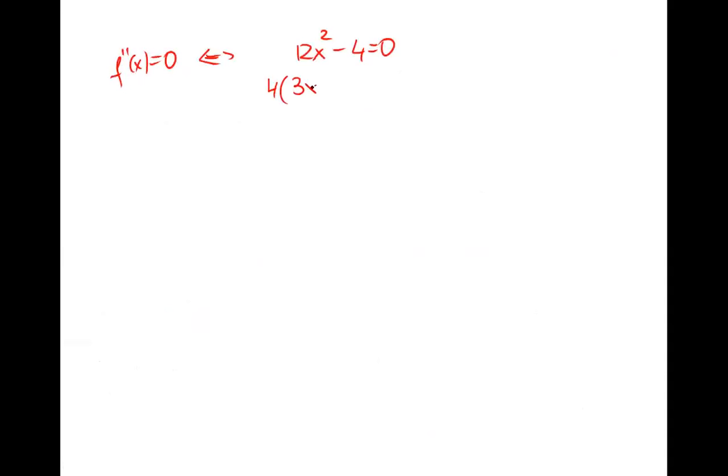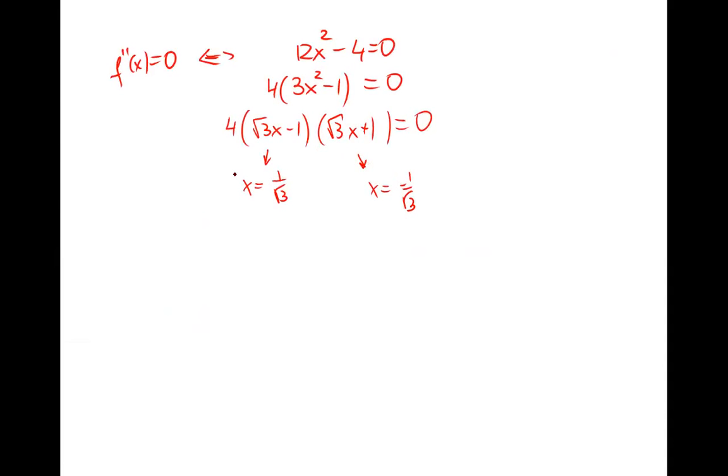Factoring out 4, we have this, and then square root of 3 times x minus 1, square root of 3 times x plus 1. And then this will give me 1 over root 3, and this will give me -1 over root 3. And 4 is not giving me anything. That means this is my second derivative. And since, by the same idea, none of the factors is taken to an even power, at both of them we will have an inflection point.